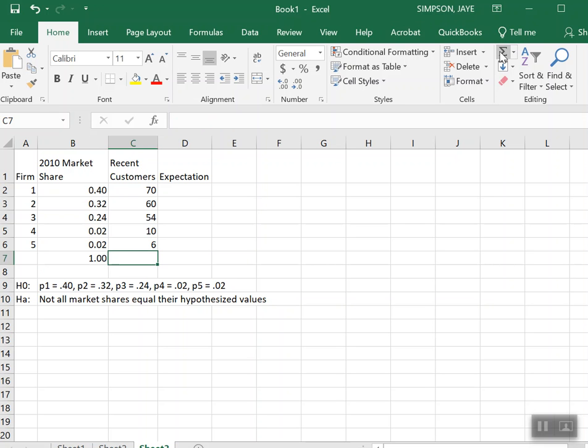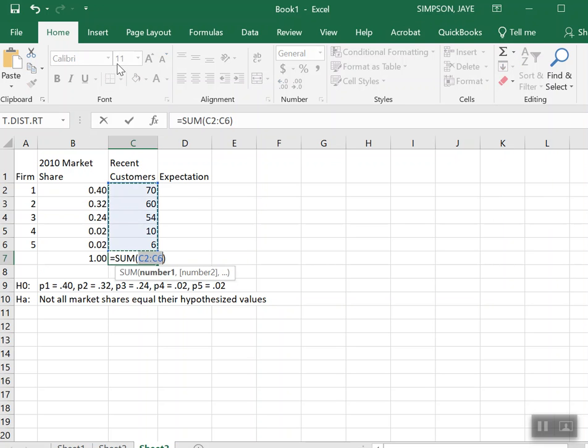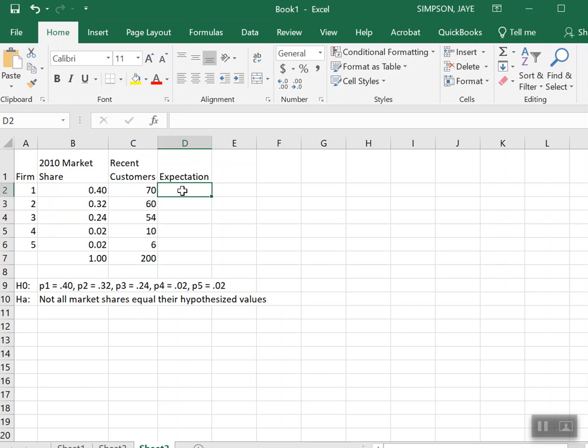And let's make sure that our number of survey customers adds up to 200 like we think it is. All right. So now I can jump back over here to my expectation. My expectation is going to be, for firm 1, that 40% of the 200 total customers are going to buy firm 1's product. So that's 80.